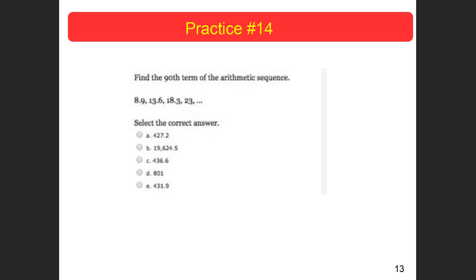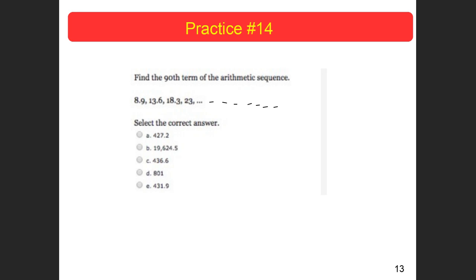So it says find the 90th term of the arithmetic sequence. Now there is no way I am going to try to come up with the 90th term by listing. So what I'm going to do is figure out the formula and plug 90 in for my value.